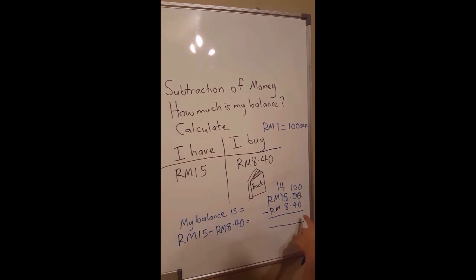Okay, so now we can perform the subtraction. 0 minus 0 is 0. 10 minus 4 is 6. 14 minus 8 gives us 6. So in the end, the balance is 6 ringgit and 60 cent. So you can write here 6 ringgit and 60 cent. My balance is 6 ringgit and 60 cent.